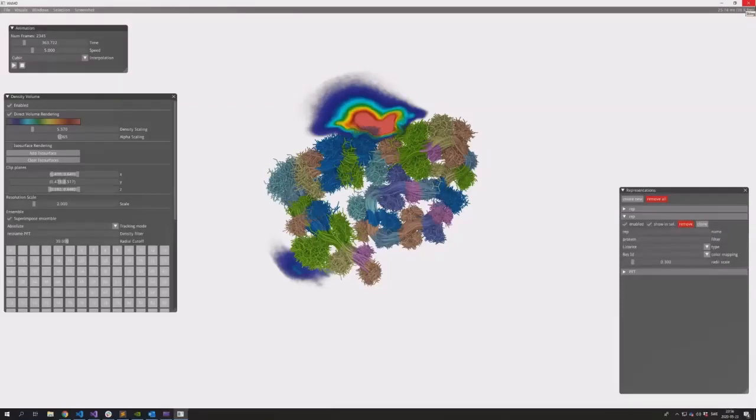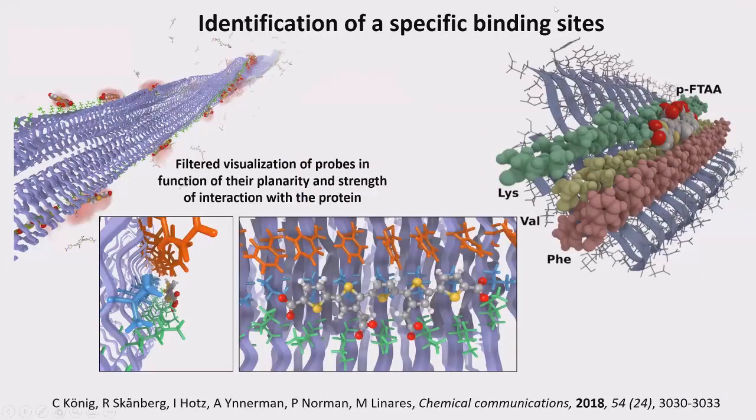Okay. And like that, I get a filtered visualization of my probes, and I can see where they are interacting, and I can get more information, for instance what is the strength of the interaction, what is the geometry, how is the geometry affected by the fact that it's interacting with my protein, and so on. And like that, I can detect some specific sites where my molecules are interacting with the protein. So that's how we do it.